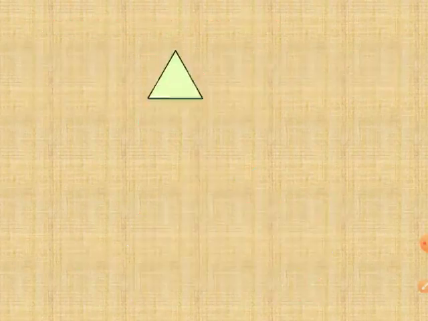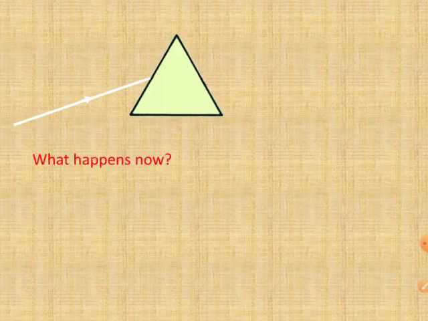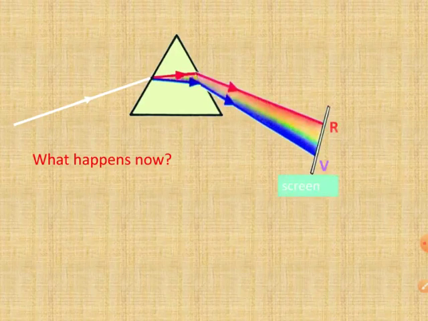Now let's see how this splitting takes place. This is a white light incident onto the prism. What happens next? We have already seen in the previous slide that when a white ray is incident onto the prism, the white light splits up and is refracted at different angles. It emerges out, and what is obtained on the screen, the different patches of color, we call the spectrum.